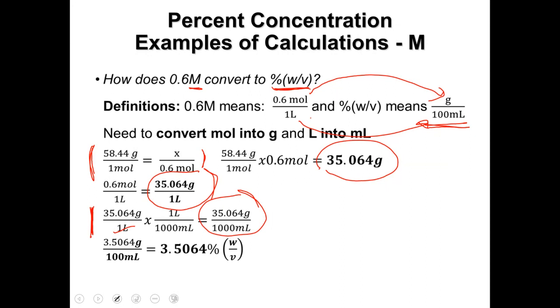But the percentage here refers to 100 milliliters. So this value here would have to be divided by 10, adjusted to the definition of percentage weight over volume, which is exactly this. So the final answer will be 3.5064% weight over volume.